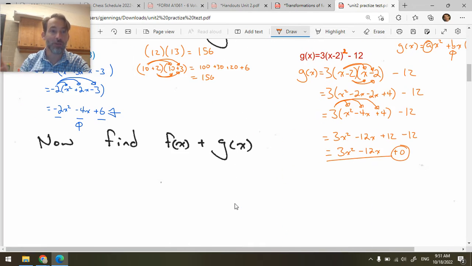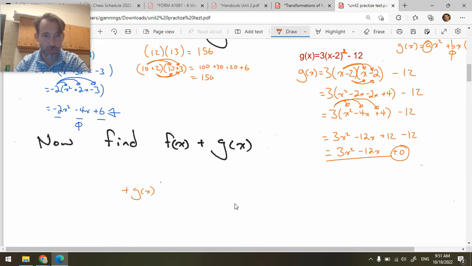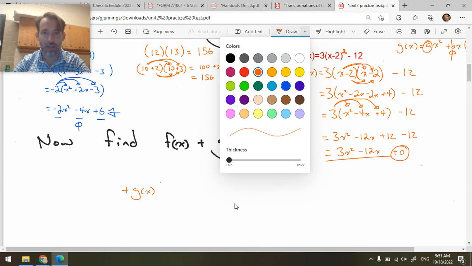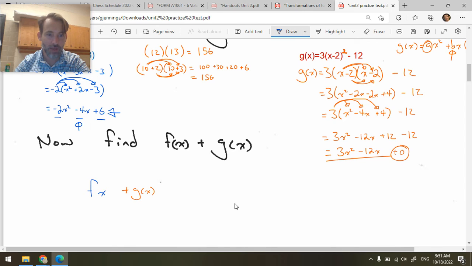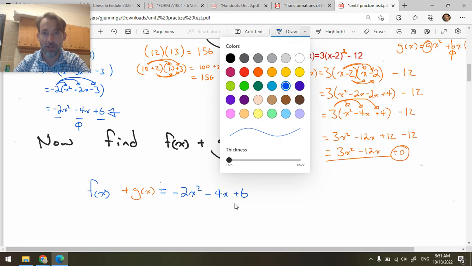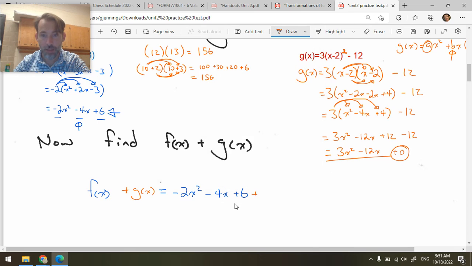And now I ask you to find what happens if I add f of x plus g of x. So we're going to have f of x plus g of x. I'm just going to copy this out. F of x plus g of x is equal to, we can add things together when they're in standard form. So I have minus 2x squared minus 4x plus 6. And then I'm going to add g of x, plus 3x squared minus 12x.